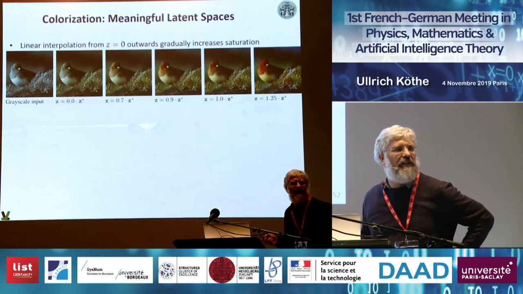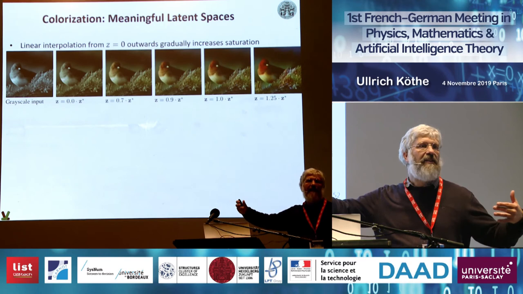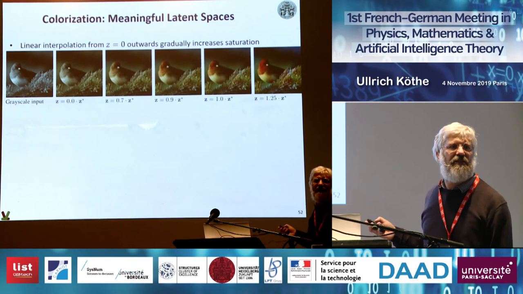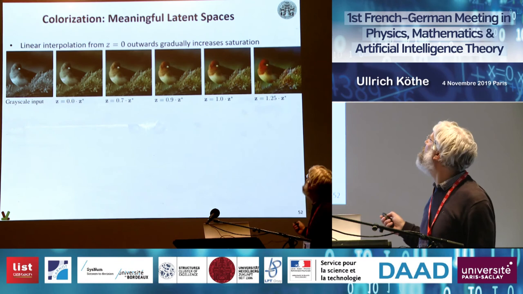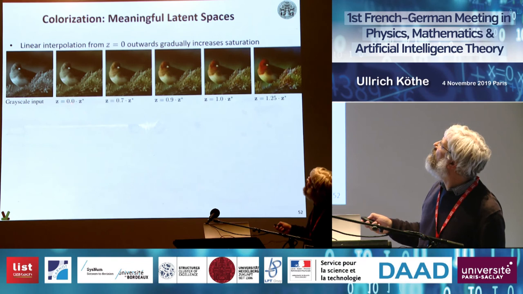Here's an interesting experiment on how the latent space is structured. So the Z space. We sample one particular Z, whose length corresponds to the expected length of the Z vector. It's 8,000 dimensional, so the square root of 8,000 is the expected length in Z space. Then we get nice color images, and then we take the same Z vector, but shorten it to 90%, 70%, and to zero, and we see that the image desaturates.